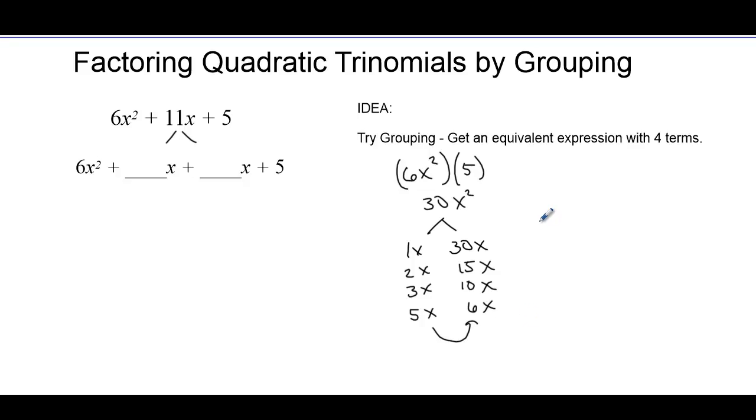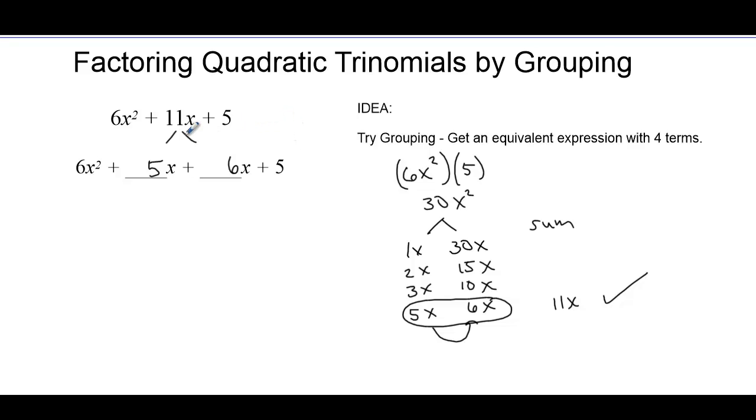Now that I have all my factor pairs that multiply to 30x squared, I need to check that when I add them, I get a sum of 11x's, which is my middle term. And quickly I see that this pair works. Their sum is 11x, which is just what I need. So this tells me how to split my middle term. I'll put 5x's here and 6x's here.